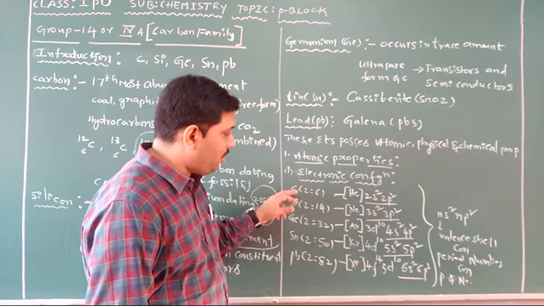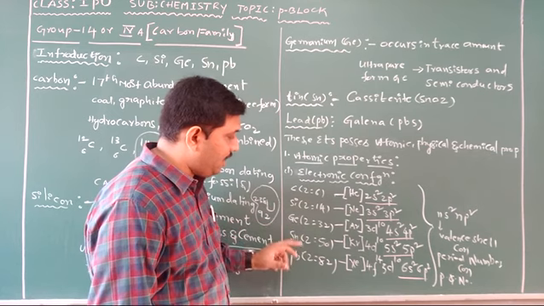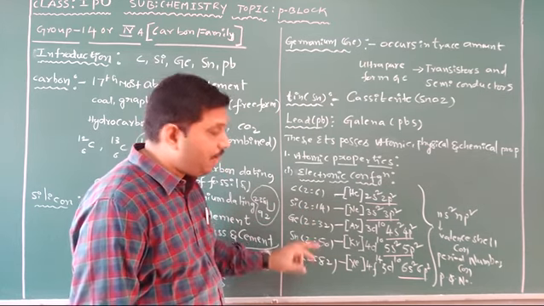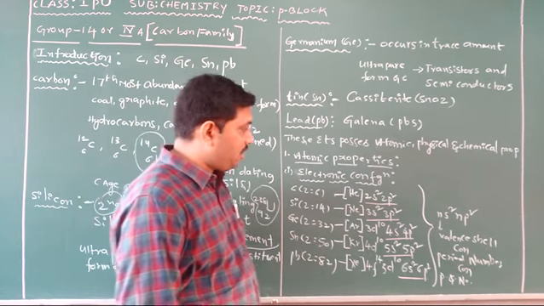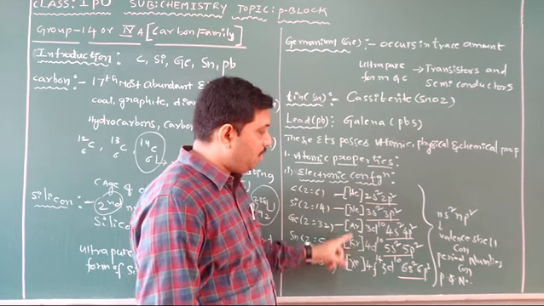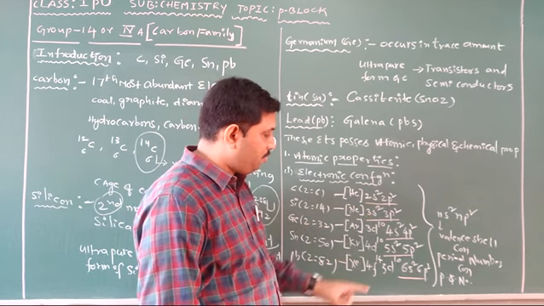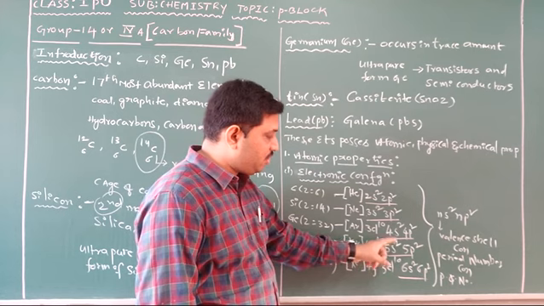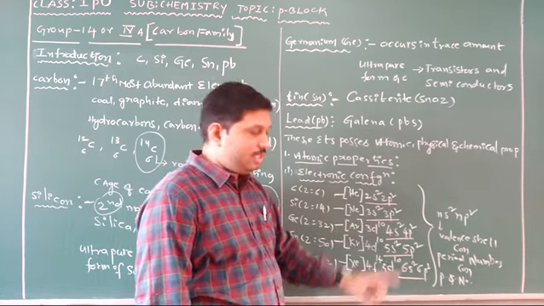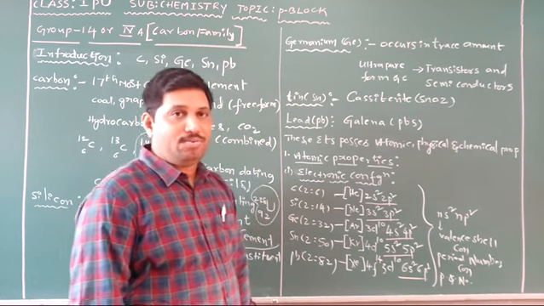Those are carbon, silicon, germanium, tin, lead. Their atomic numbers are 6, 14, 32, 50 and 82. Their electronic configurations are helium 2s2 2p2, neon 3s2 3p2, argon 3d10 4s2 4p2, krypton 4d10 5s2 5p2, xenon 4f14 5d10 6s2 and 6p2.